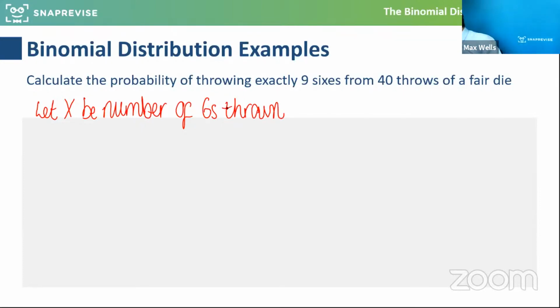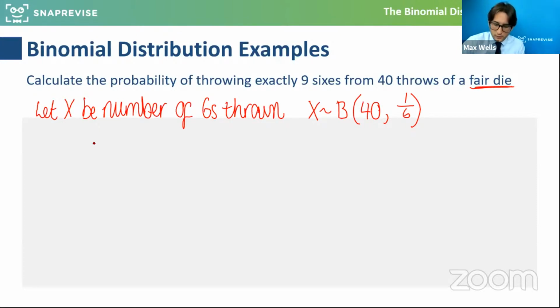Okay, and do feel free to work ahead and try and work this out. Then we would say that X follows the binomial distribution, with 40 as N and 1 in 6 as P, because if it's a fair die, then the chance is 1 in 6. Should really say fair six-sided die, but we're going to just assume that for now.